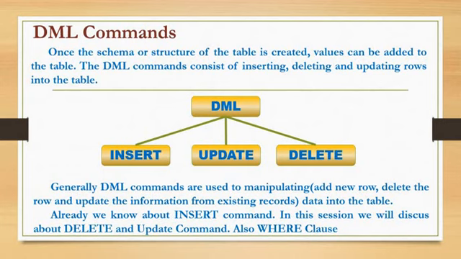The DML commands are classified into 3 types. First one insert, second one update, third one delete. Insert means to add a new row into the table. Update means to edit a row's information. Delete means to delete a row. Generally, DML commands are used to add a new row, delete a row and update the information of an existing record in the table.